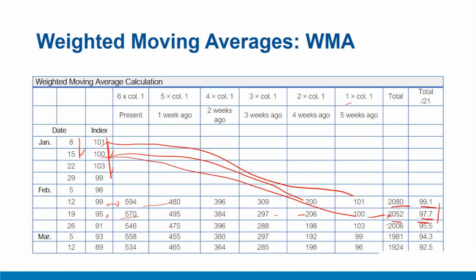Notice that these WMAs that we are computing give more weight to the recent observation, and therefore probably generate more timely signals as compared to SMAs, which were slightly slow because they were giving equal weight to the most recent observations, same as the older observations.